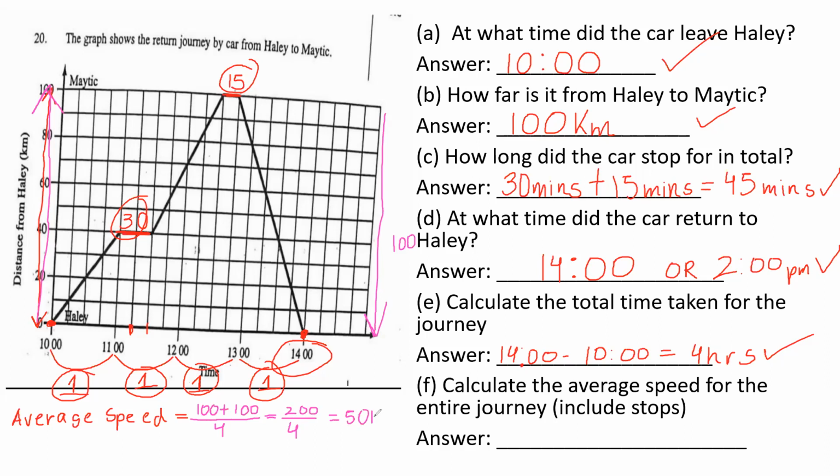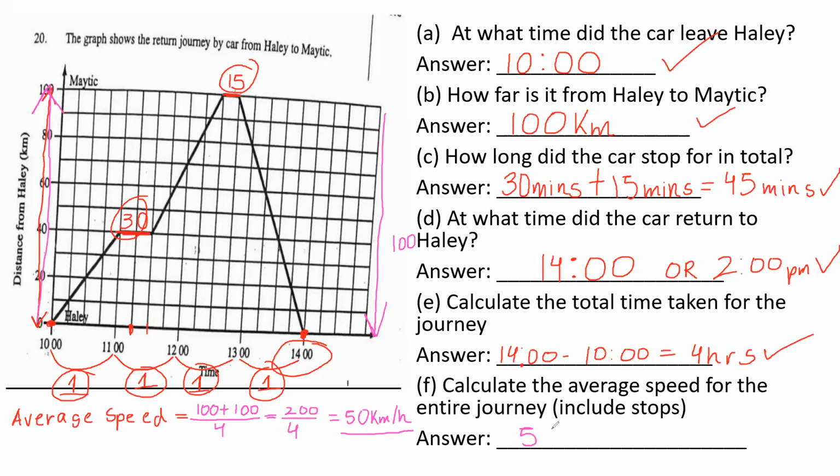So 50 kilometers per hour. Did you include the stops? Yeah, include the stops. Because the stops include all of the time, because if I didn't include the stops, then I would have to subtract the stop time from the 4 hours. So it's going to be 50 kilometers per hour.